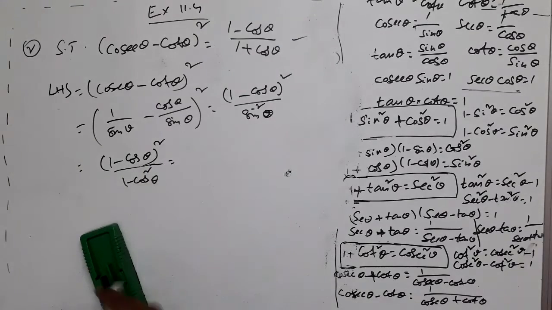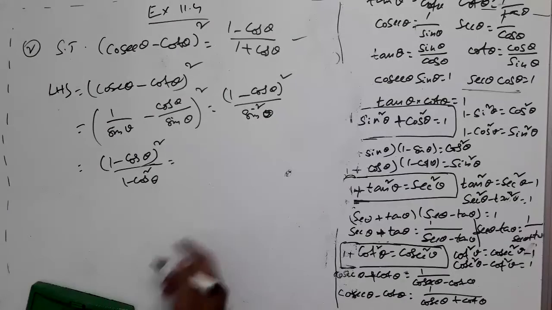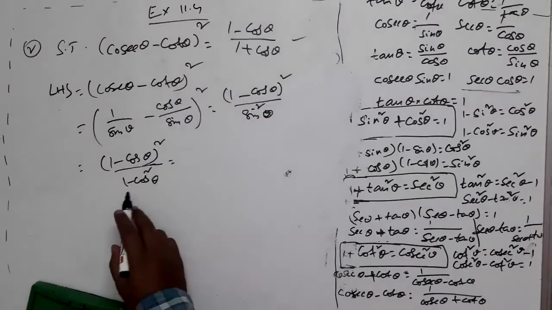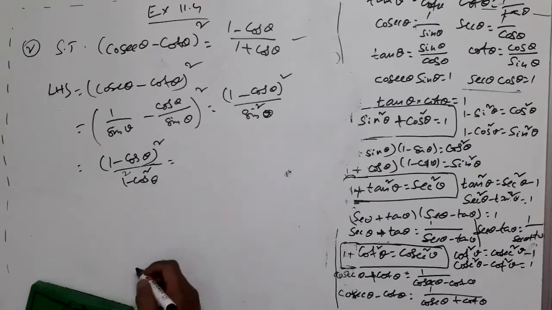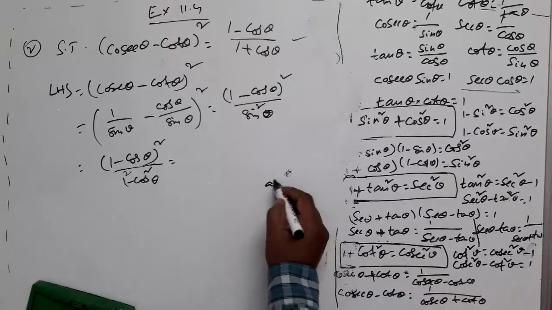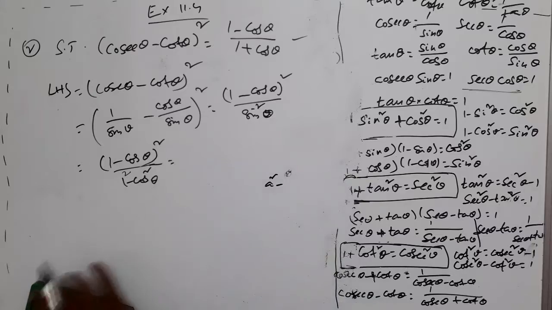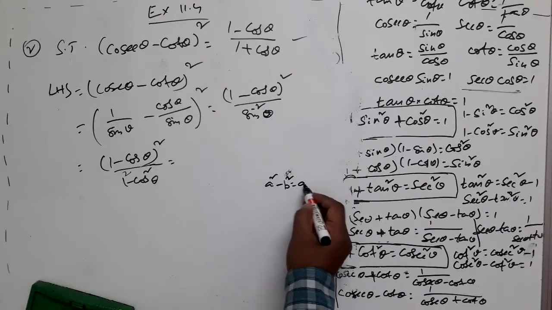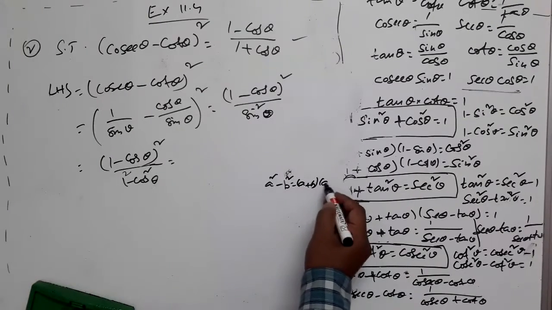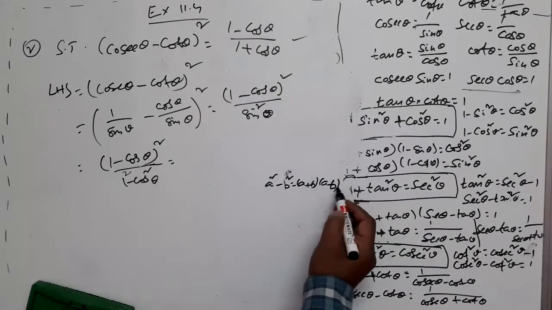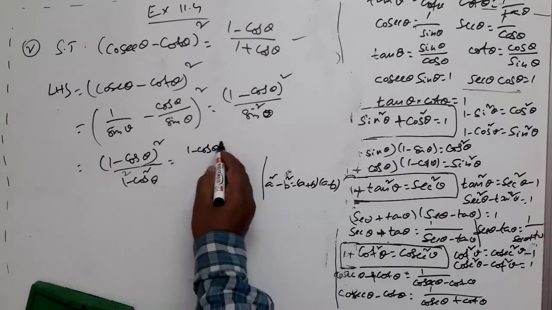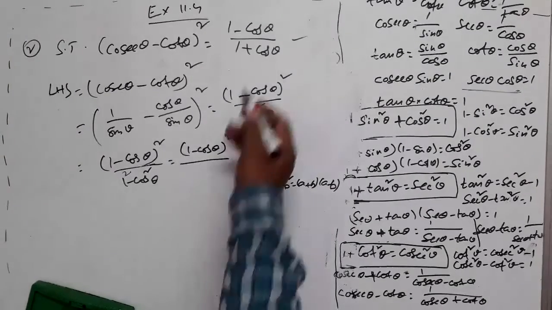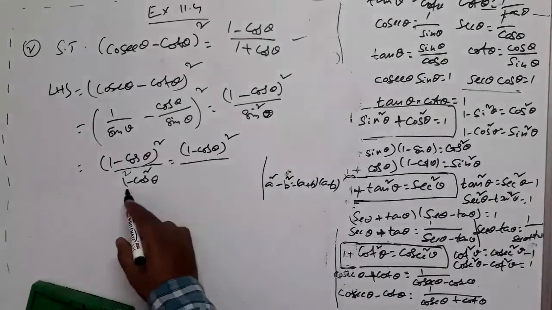Let us simplify further. How shall we proceed? That is correct. But this is of the form 1 square minus cos square theta. That is of the form a square minus b square, right? A square minus b square can be written as a plus b into a minus b, right? Let us use that formula. Let us leave the numerator as it is, because I don't have any problem with the numerator for the time being.